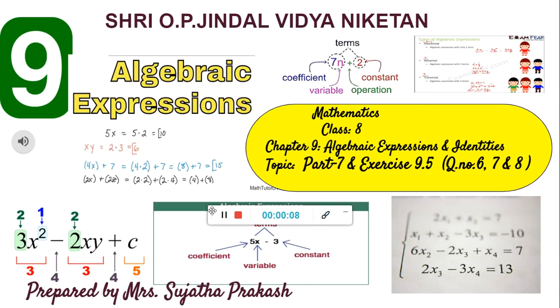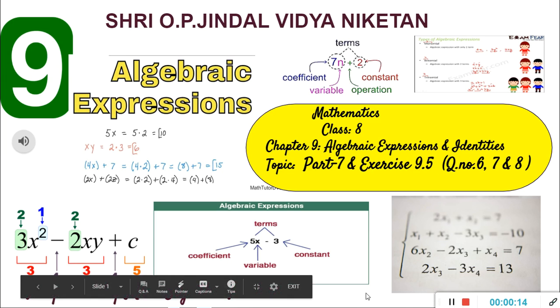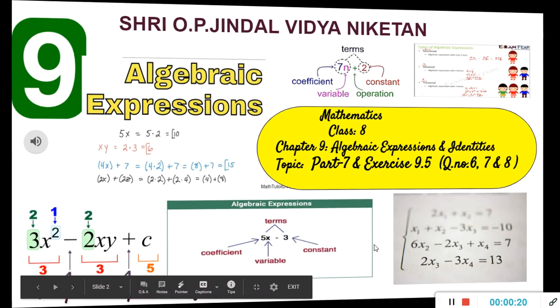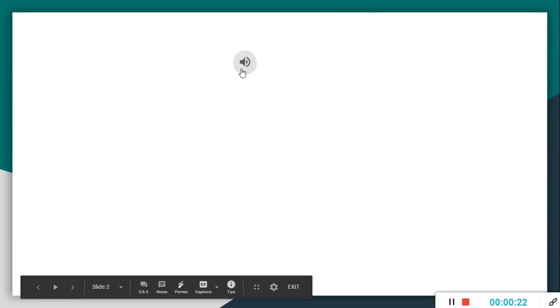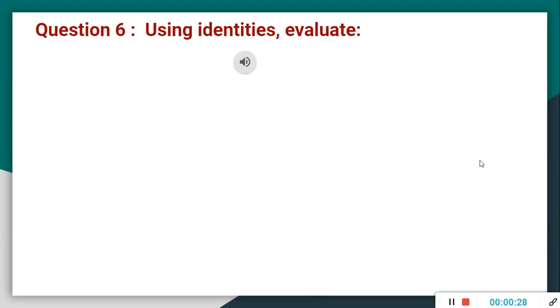Today's topic is exercise 9.5, questions number 6, 7, and 8 of chapter 9, algebraic expressions and identities. So, let's start our first question. That is question number 6: using identities, evaluate. Here, the first question is 71 square.